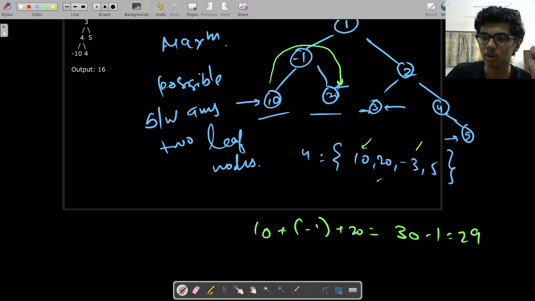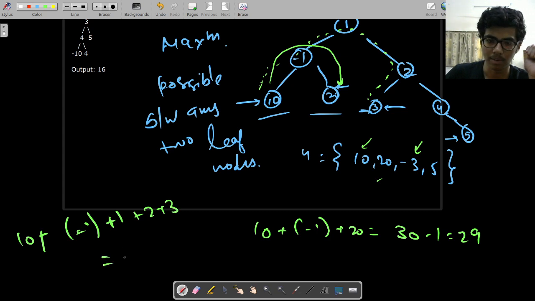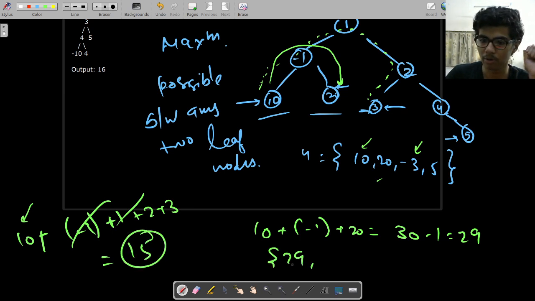Now I will go from 10 to -3. So 10 to -3 will be like this. Okay, so it will be 10 plus -1 plus 1 plus 2 plus 3. Okay, so it is 10 plus, the 1 and -1 get cancelled. It is becoming 15. So we have got 29 as an answer, and 15 as an answer.